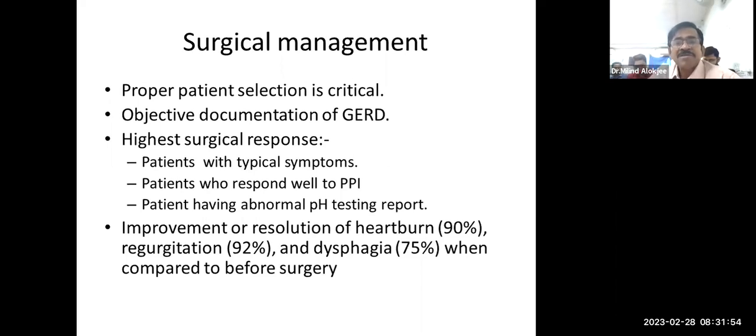So, what are the important surgical aspects of reflux disease? Surgical treatment is not a cure in all cases. So, one has to be very critical about selecting patients with GERD for surgical management. Highest surgical response occurs in patients who have typical symptoms, patients who respond well to PPI, and patients having an abnormal pH testing report with a positive report of acid reflux. Patients may have improvement or resolution of heartburn, regurgitation, dysphagia when compared to before surgery.